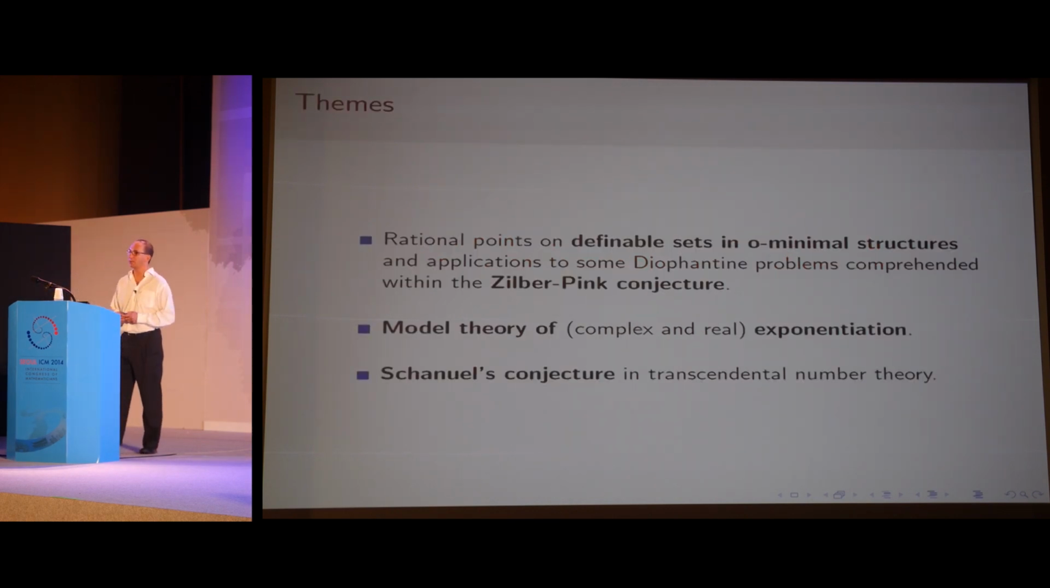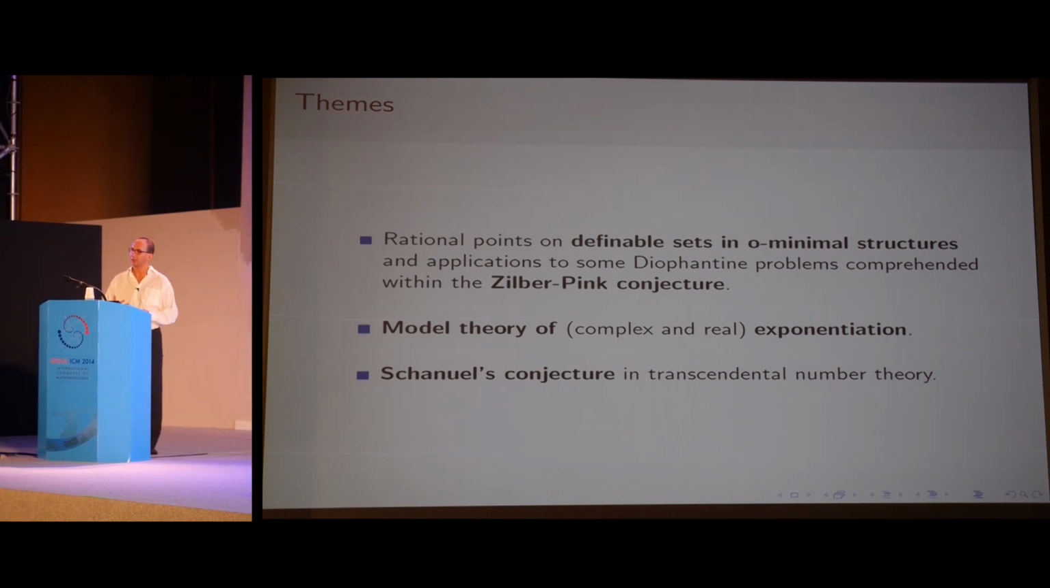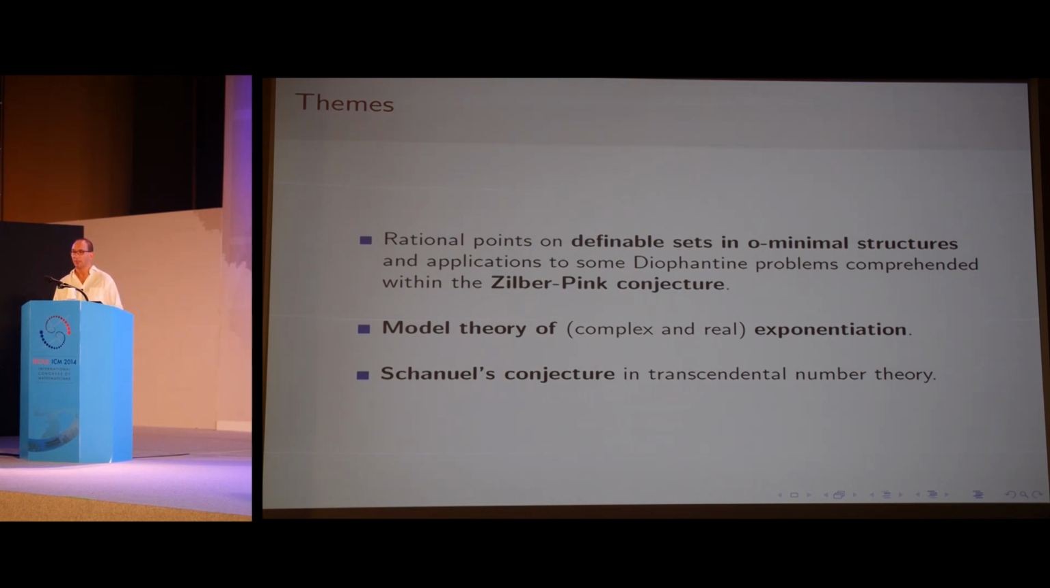So this talk concerns some recent interactions between model theory and Diophantine geometry. In particular, it concerns a counting result about rational points on certain kinds of non-algebraic sets in real space and applications to certain Diophantine problems. But the wider context involves the model theory of exponentiation and its connections with both the problems and the methods. I hope to explain these connections and to bring out the pervasive presence of Schanuel's conjecture in transcendental number theory.